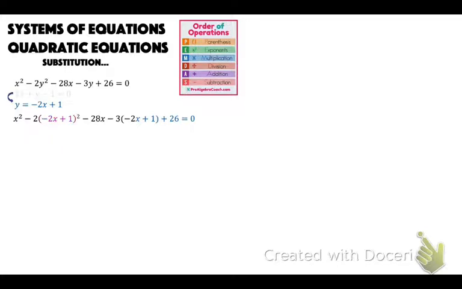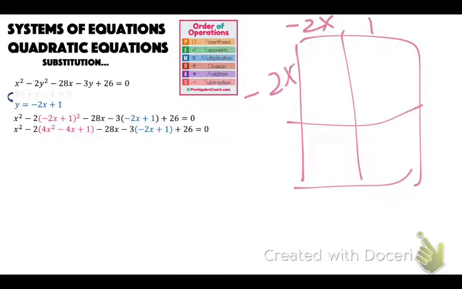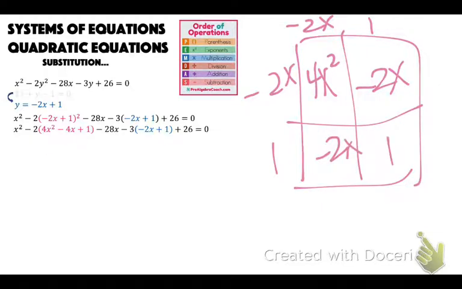So we need to square that negative 2x plus 1 first. So if we do that over here, actually, so we square negative 2x plus 1, so negative 2x and 1, negative 2x, 1. Negative 2x times negative 2x is 4x squared. Negative 2x times 1 is negative 2x. Same thing here, and 1 times 1 is 1. So that's where that 4x squared minus 4x plus 1 comes from.